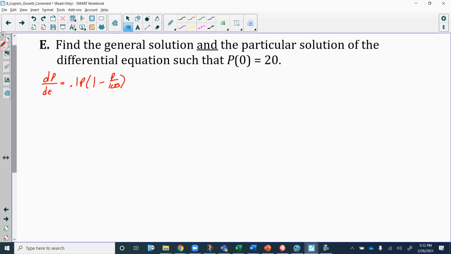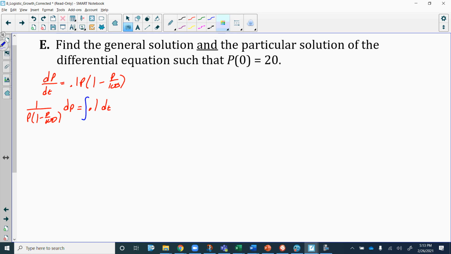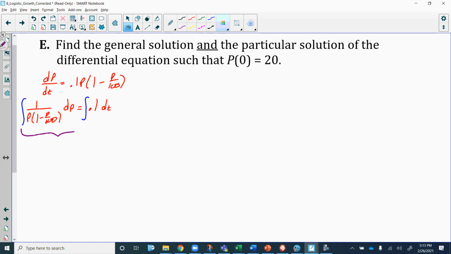So when we do our separation of variables, multiplied by the reciprocals of the p terms, I'm going to get 1 over p times 1 minus p over 100 dp to be equal to 0.1 times dt. And at this point, once we have the variables separated, we take the integration of both sides. And just like what I did on the first one, I'm really going to focus on the left side first because that's where a majority of the work is going to come from.